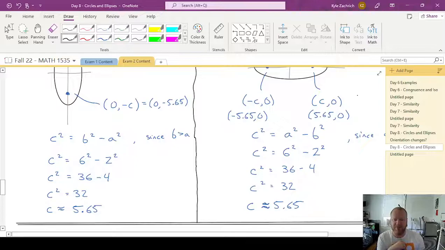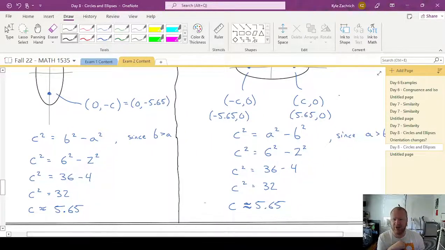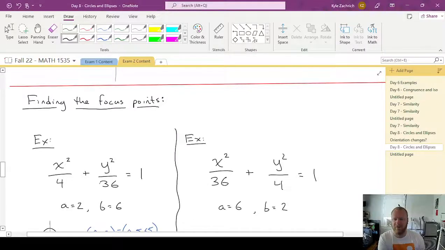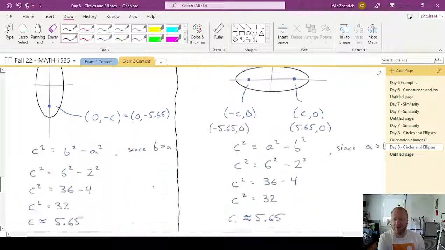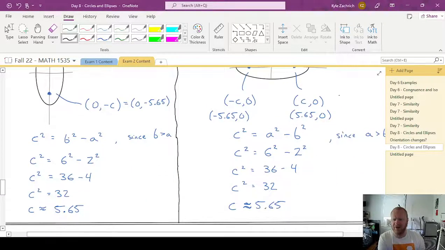In the case where B is greater than A, like it is here, so looking at a vertical ellipse, C squared is going to be equal to B squared minus A squared, where those A and B are just the same things from the formula here, so 36 minus 4. But it's always going to be the larger or major axis squared minus the minor axis squared. So if I solve for C, I get the square root of 32, which is around 5.65.